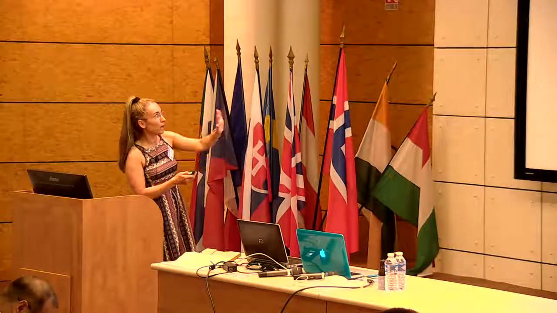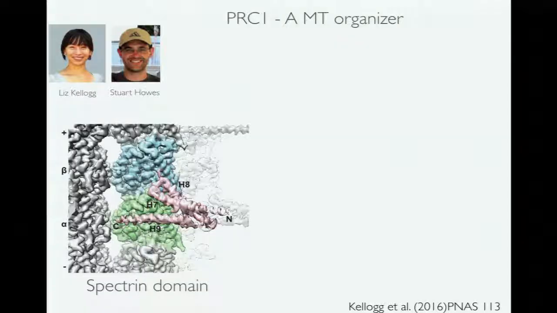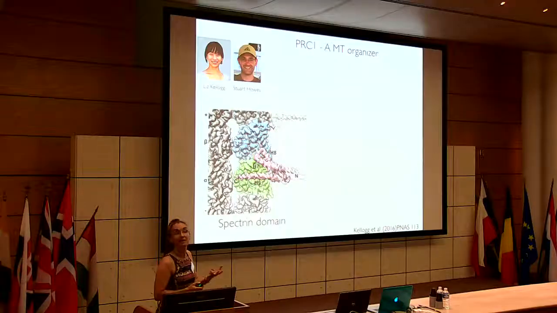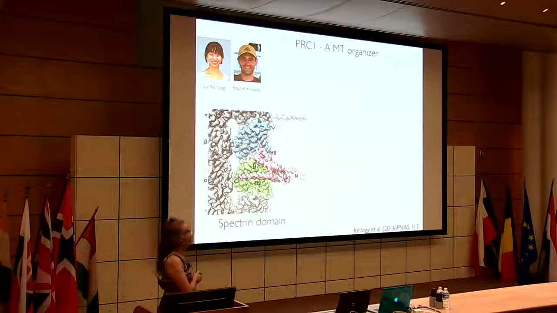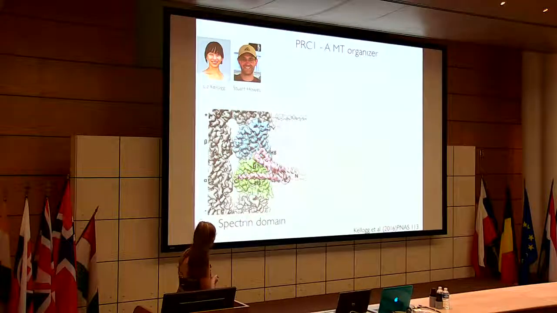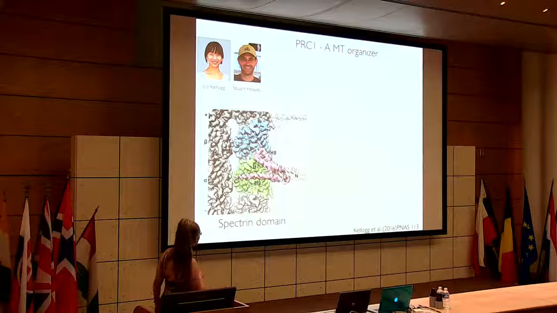Okay, so this is an example. That calponin homology domain is about half the size of a kinesin motor. This is PRC1, a larger molecule, but the domain that binds to a microtubule is a spectrin domain. It's just three helices, okay? And it binds in the middle of the dimer in this case. So something that you don't expect to be very sensitive to nucleotide state in the microtubule. And it isn't.